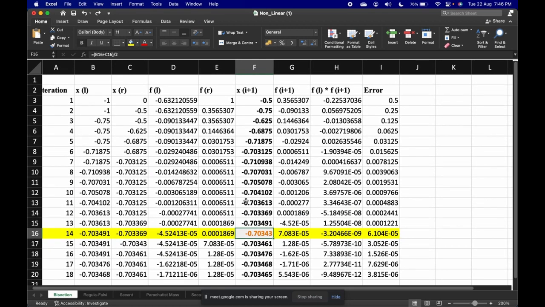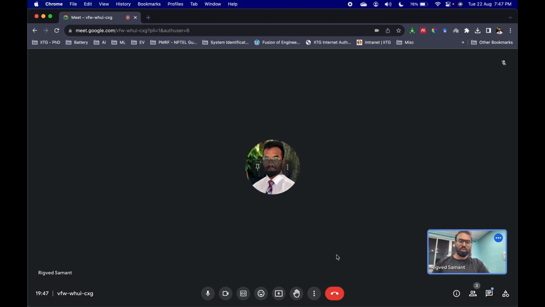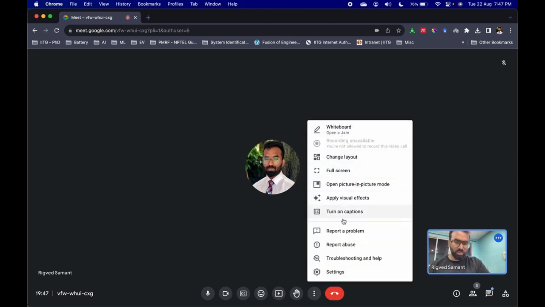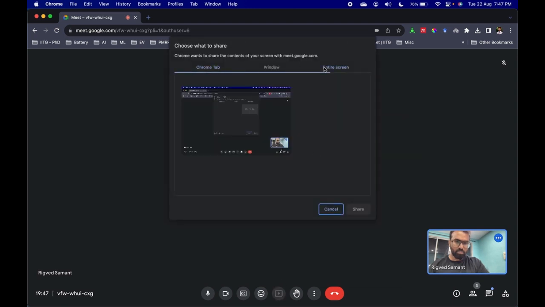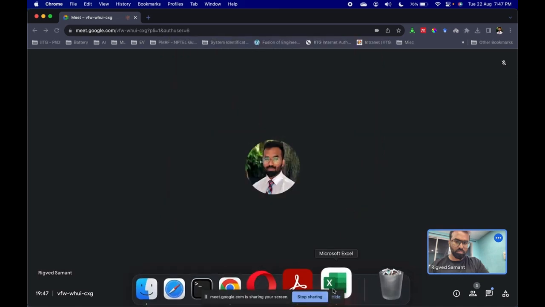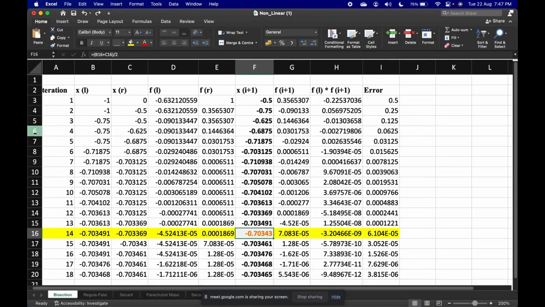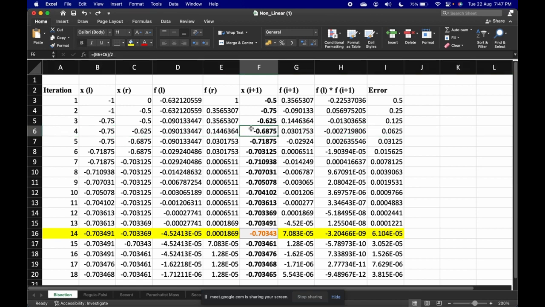Cool. So are the answers matching up, right? We'll go for the next method, Regula-Falsi, for the next question. In the problem, they asked you the fourth iteration, right? So this was your answer, minus 0.6875.